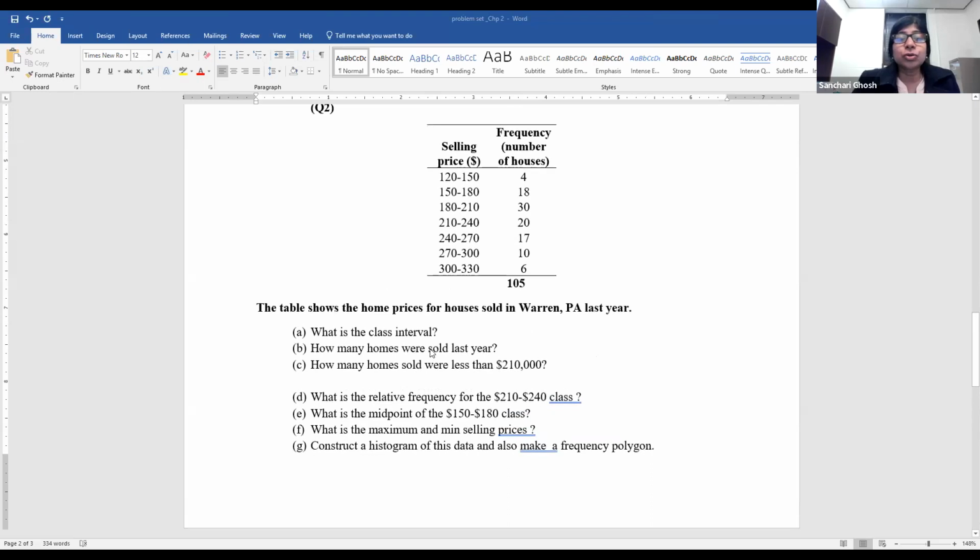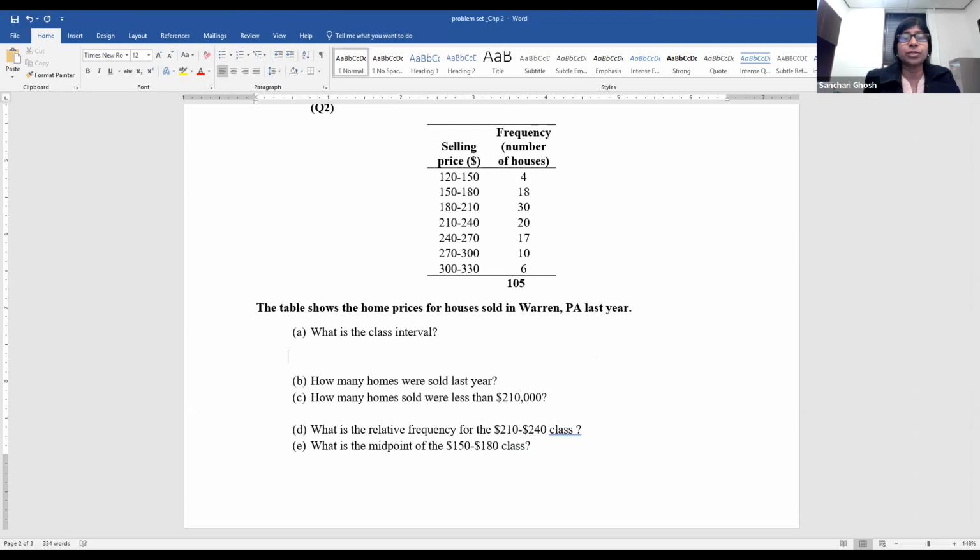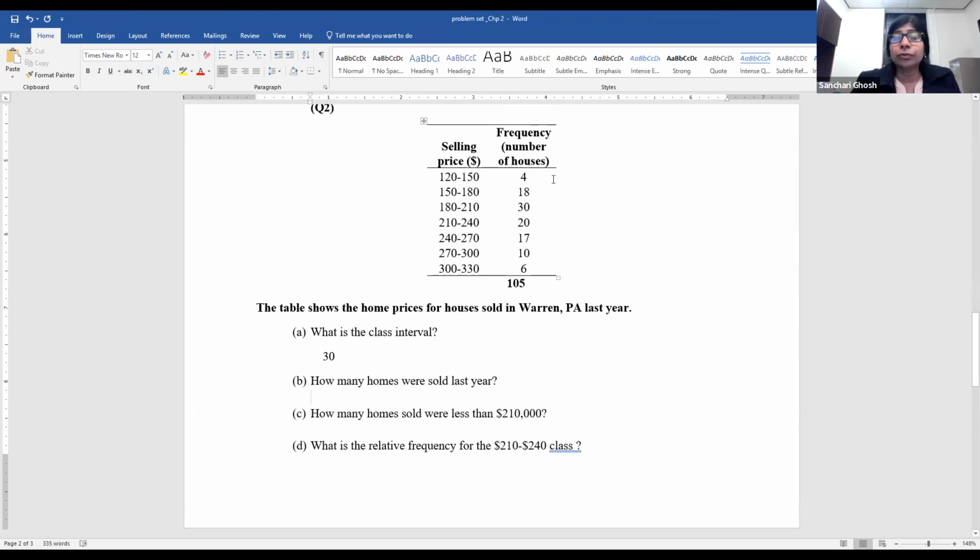Question 2 is showing the home prices for houses sold in Warren, Pennsylvania last year. What is the class interval? Very easy question. The class interval, as we can all see, 120 to 150, 30 is the class interval. How many homes were sold last year? All you have to do is the frequency is given to you. You can just add up in Excel. You can use the sum function to do that very easily, or if you want to do it manually, you just use your calculator.